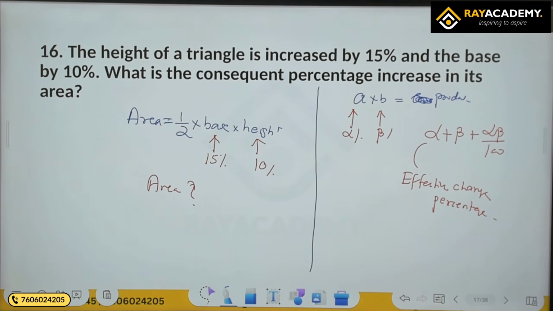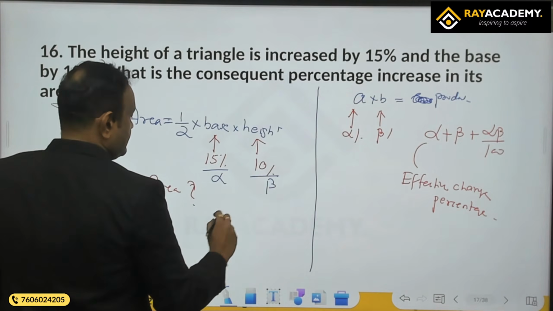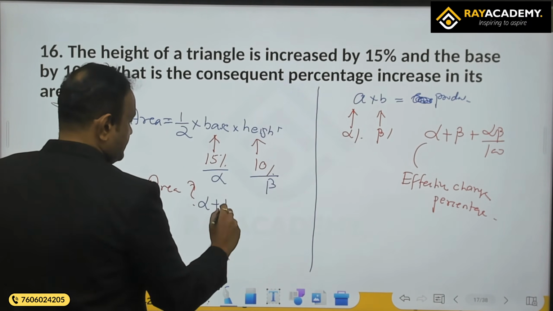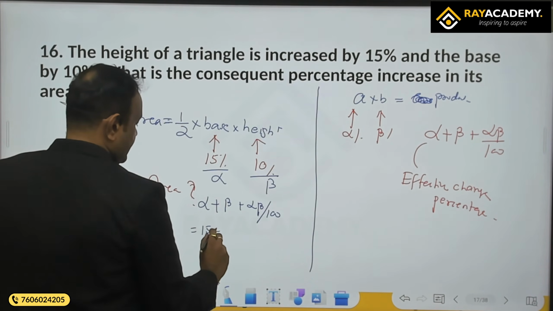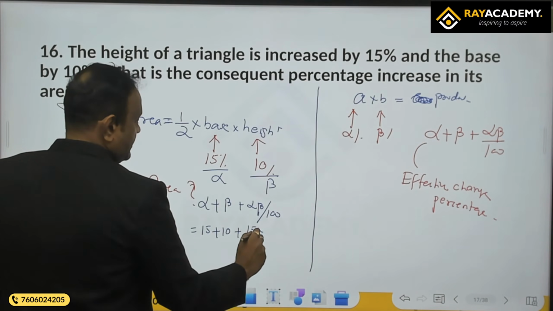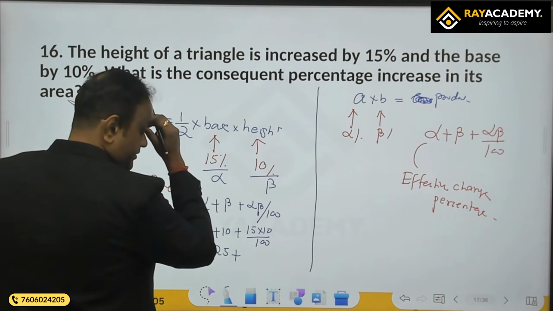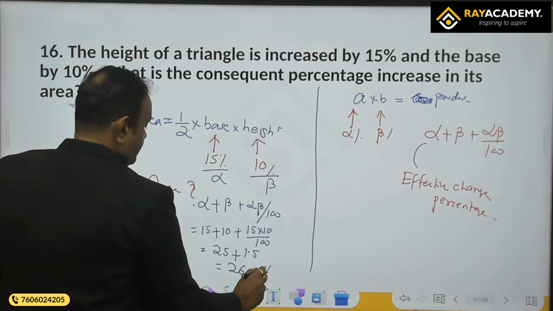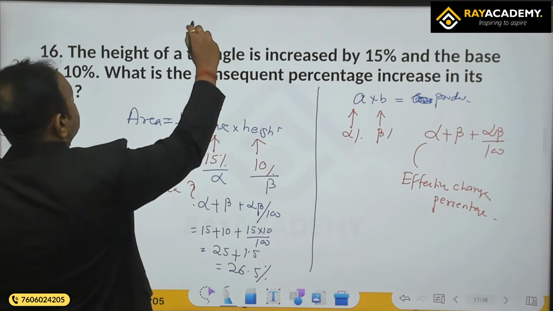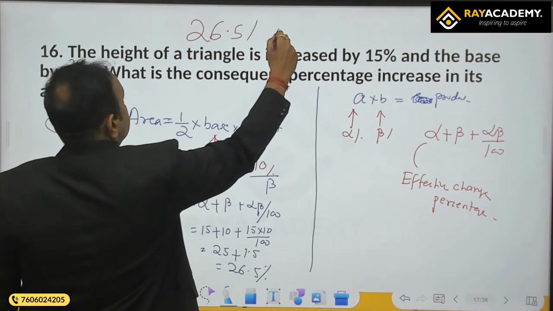Okay. Now in this particular question, alpha is your 15% and beta is your 10%. So it will be alpha plus beta plus alpha beta by 100, so 15 plus 10 plus 15 into 10 by 100. So it is 25 plus 150 by 100, which is 1.5. So it is 26.5. Positive, so it is a 26.5% increase. So the right answer is 26.5% increase.